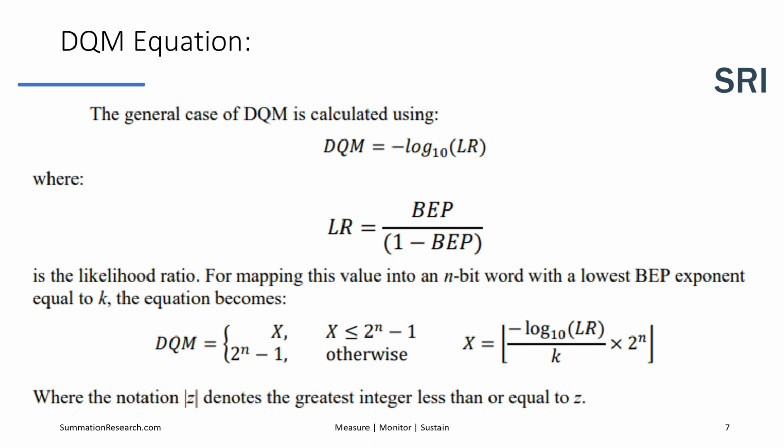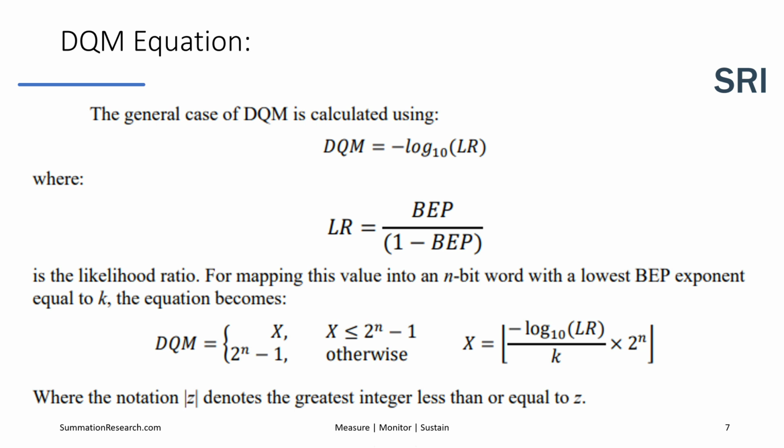of receiving it incorrectly. The resulting DQM value is mapped into a 16-bit unsigned integer between 0 to 65,535, representing different levels of data quality. A lower DQM value indicates poor data quality with a higher probability of bit errors, while a higher DQM value indicates good data with a lower probability of bit errors.